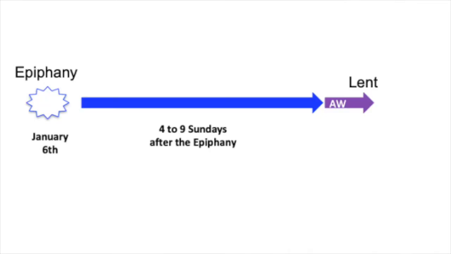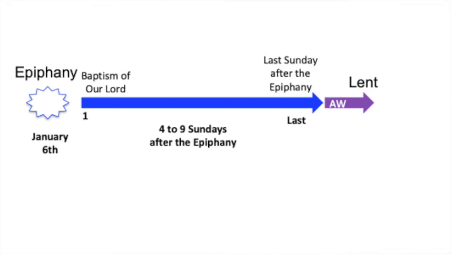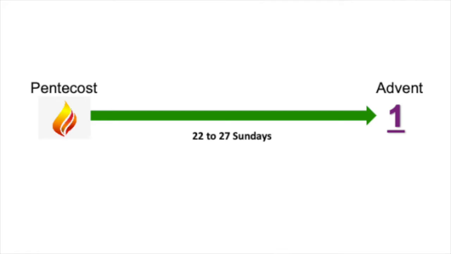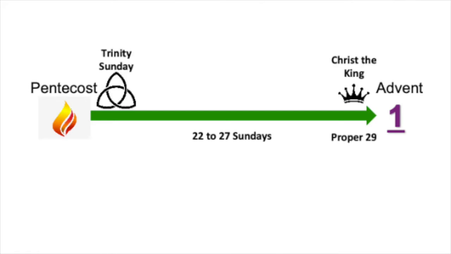These characteristics of the season of Epiphany mirror what we see also in the season of Pentecost. The season of Pentecost starts with the Feast of Pentecost. The first Sunday after that is always called Trinity Sunday. And then the last Sunday of the season is called the last Sunday after Pentecost, or sometimes also called the Feast or the Sunday of Christ the King. So in that sense, the baptism of our Lord parallels Trinity Sunday, and the last Sunday of Epiphany parallels Christ the King, or the last Sunday after Pentecost.